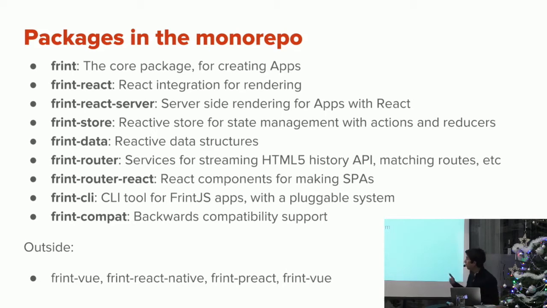And then we have Frint Router for building single page applications. Again, this is just a reactive ES6 class. So once the instance is there, it will listen to the browser's history changes and it will keep streaming new values to you. It has nothing to do with rendering. And then we have an additional package called Frint Router React, which is a set of React components. If you have used React Router, it has a route, it has a switch, components like that. And it complements the Frint Router package.